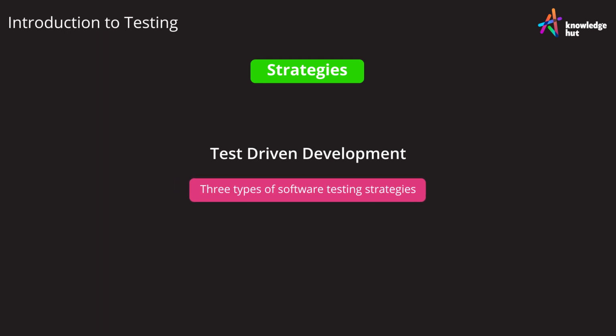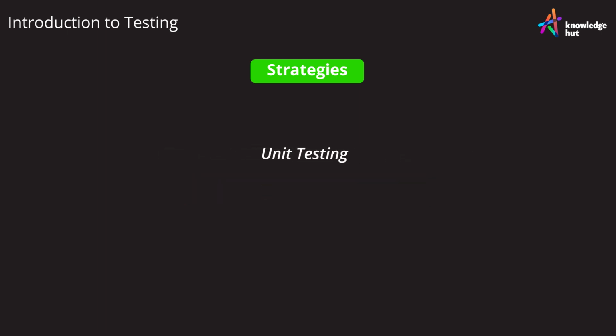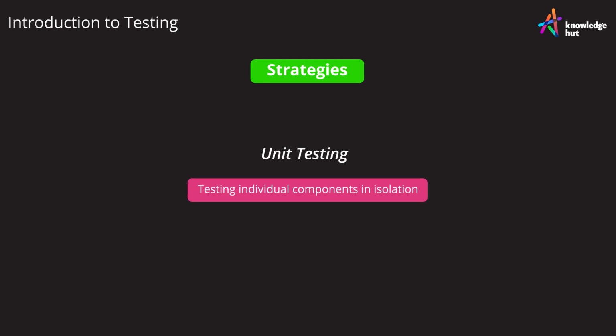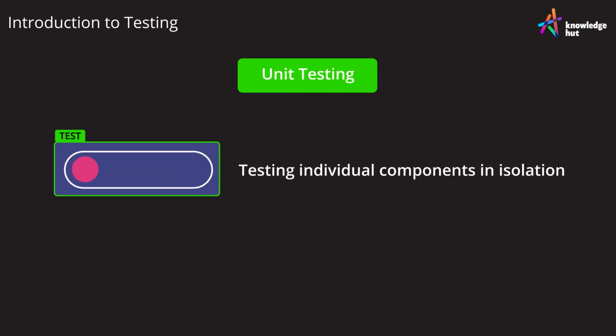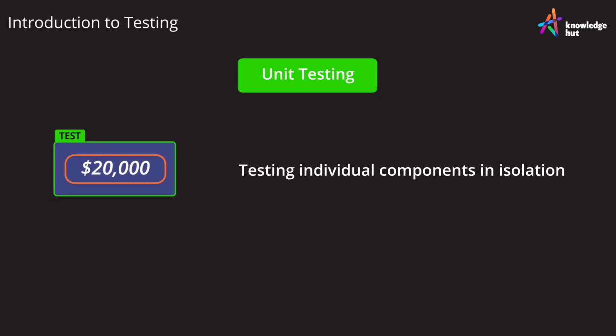And typically, there are three major types of testing strategies at play when dealing with computer software. The first strategy is known as unit testing. Unit testing aims to test individual components in isolation. For instance, a toggle button React component can be tested to see if it works as advertised or not. Likewise, a component that displays formatted currencies can be unit tested individually.